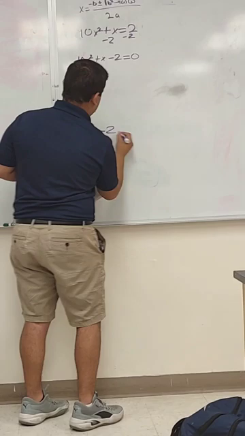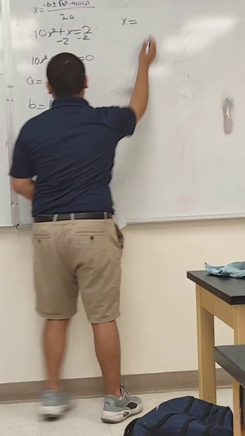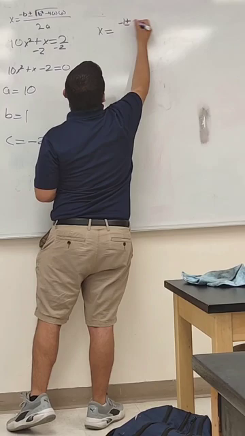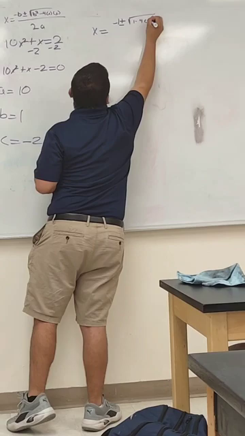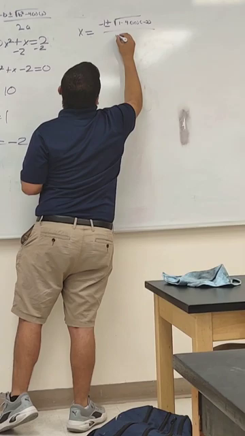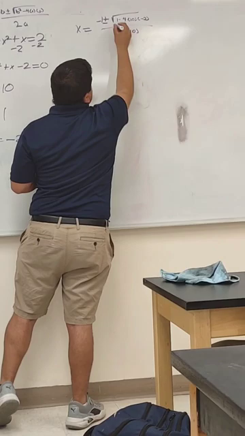So what would be here for negative b? 1. Negative 1. And you have the plus or minus. And then we have what would be here for b squared? 1. Minus 4. 10. Negative 2. Over 2 times 10. Can someone tell me what this part of the quadratic formula is?